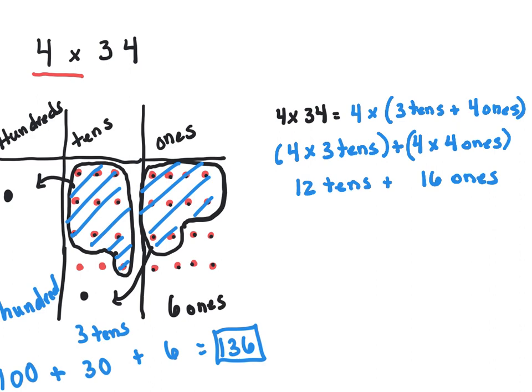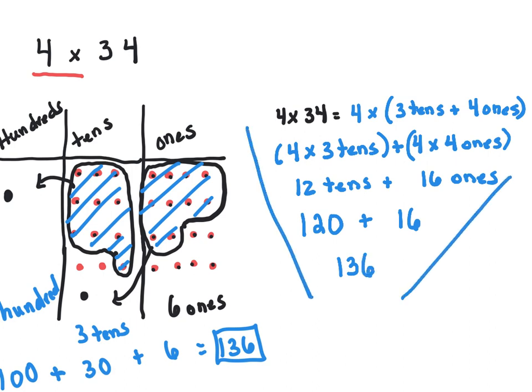So 12 tens is really just 12 times 10. We pull out that 10 tens. We're going to get that 100. How many tens are we left with? 2, which is really 20. And then we have 16 ones. So this is 120 plus 16 is 136. Nice. Funnel. All right. Good job. Moving on.